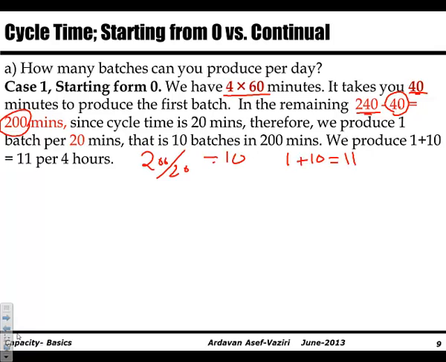So the capacity of this process per day, if you start from scratch, if everything is empty, you should start with the first batch. No inventory is available in front of the second operation and third operation. Then the capacity is 11 batches of muffin per day.